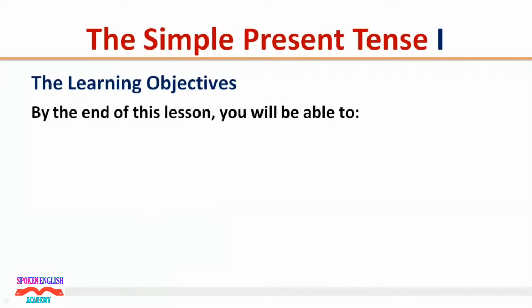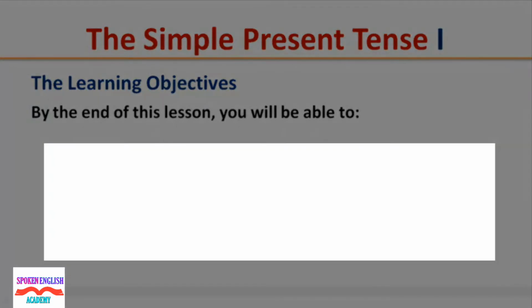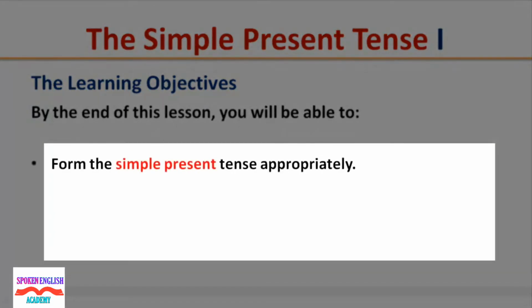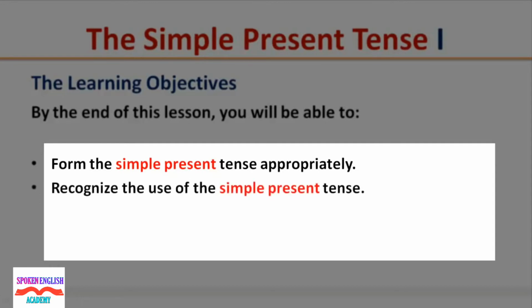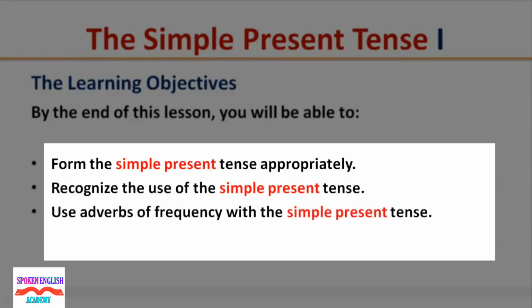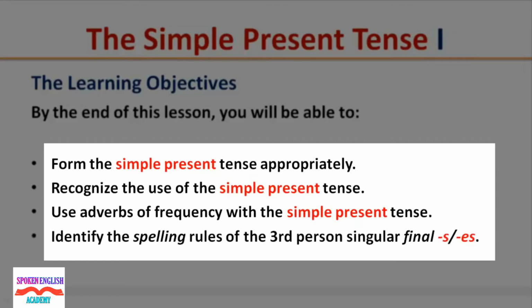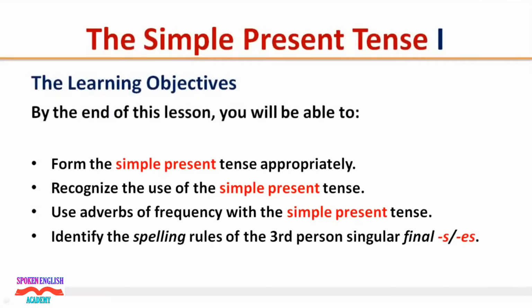The learning objectives. By the end of this lesson, you will be able to form the simple present tense appropriately, recognize the use of the simple present tense, use adverbs of frequency with the simple present tense, identify the spelling rules of the third person singular final S/ES.